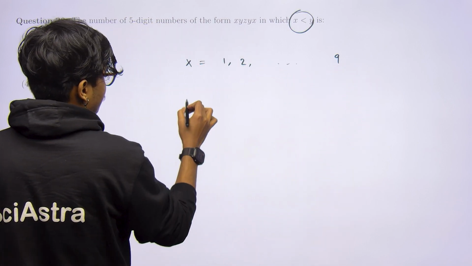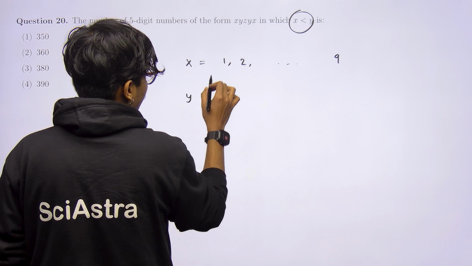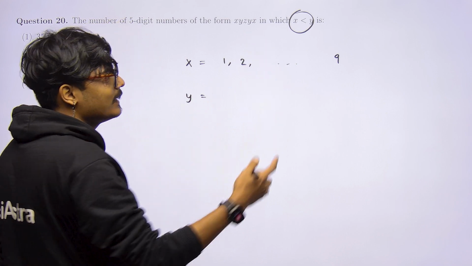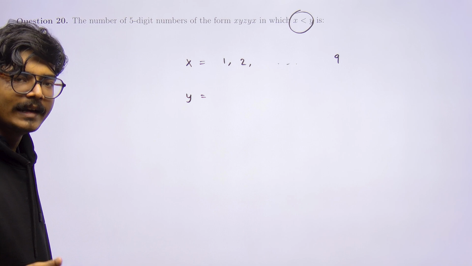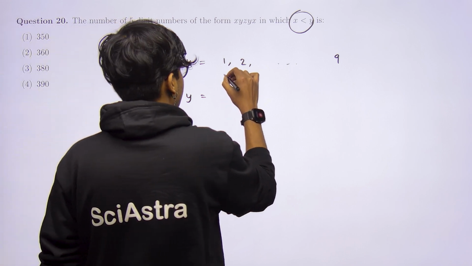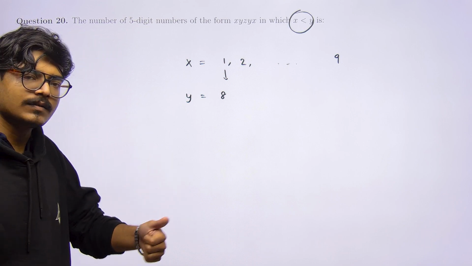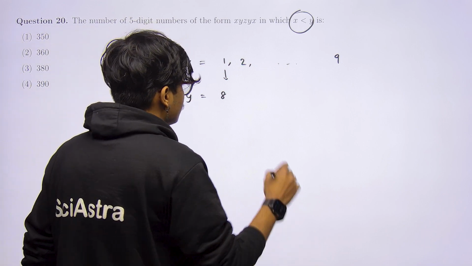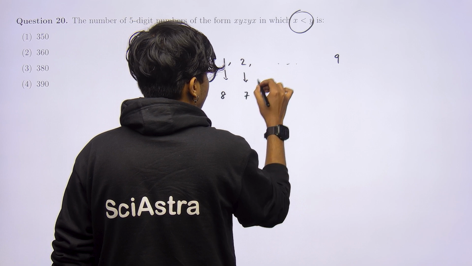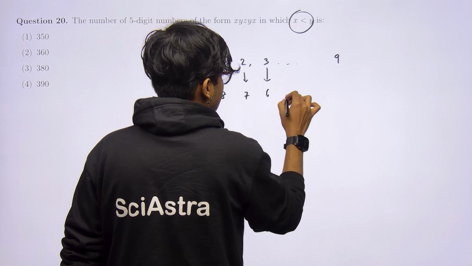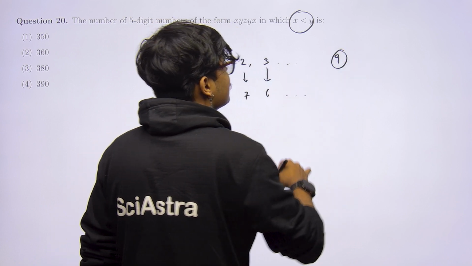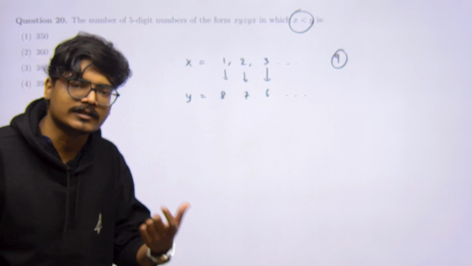Now, if you look at the possible values of y, if x is equal to 1, y has to be strictly greater than 1. So y can take all values from 2 all the way till 9, so it has 8 choices. Similarly, if x is equal to 2, y can take values from 3, 4, and so on till 9, so it has 7 choices. Similarly, for 3, it's going to be 6, and so on, all the way till 9, where y doesn't really have any choice. You can't have another digit which is greater than 9.